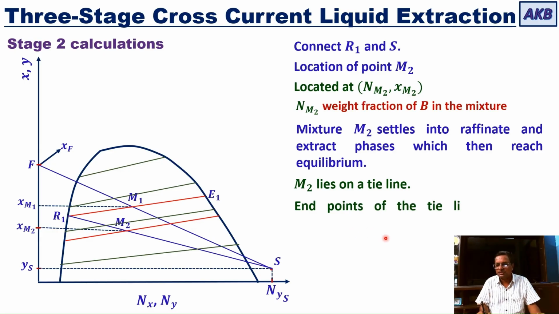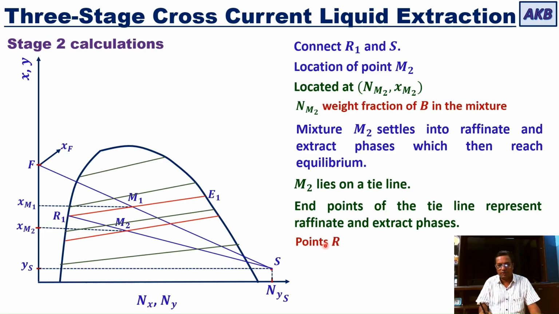The endpoints of these tie lines are R2 and E2, and those two points represent the raffinate and extract phases that are coming out of stage number 2. So point R2 will represent the raffinate phase that is coming out of stage number 2. E2 will represent the extract phase that is coming out of stage number 2.